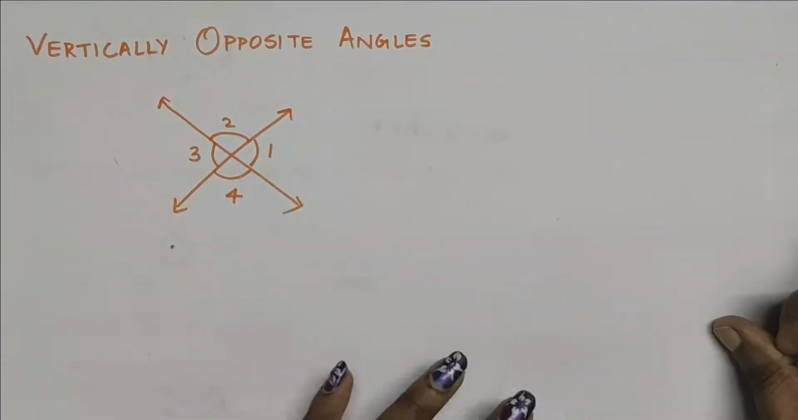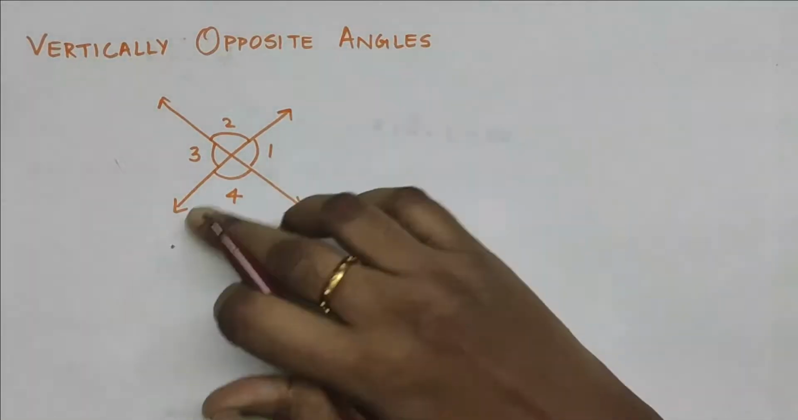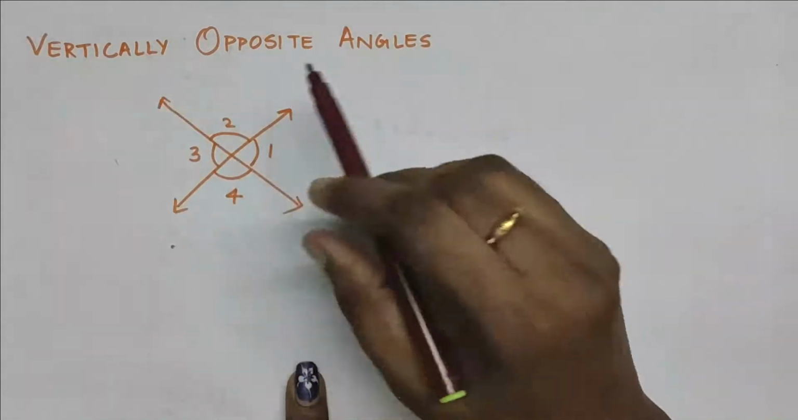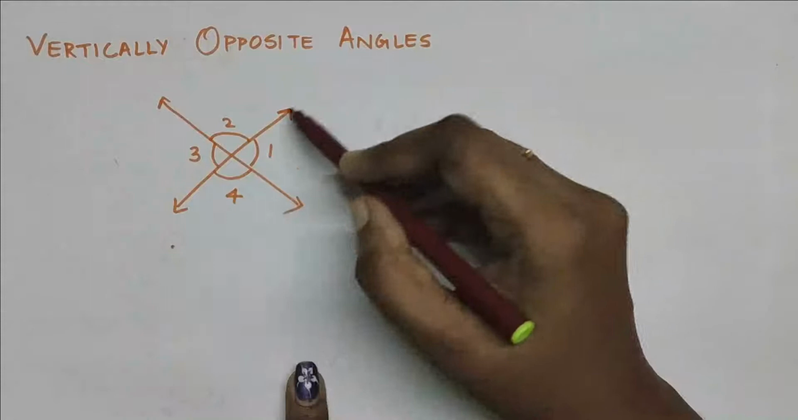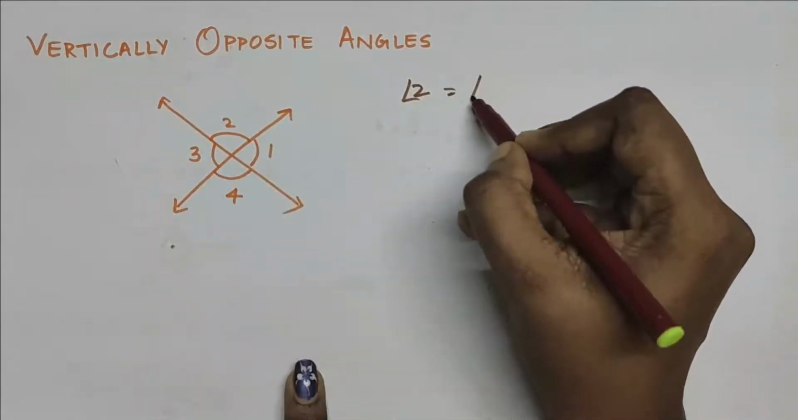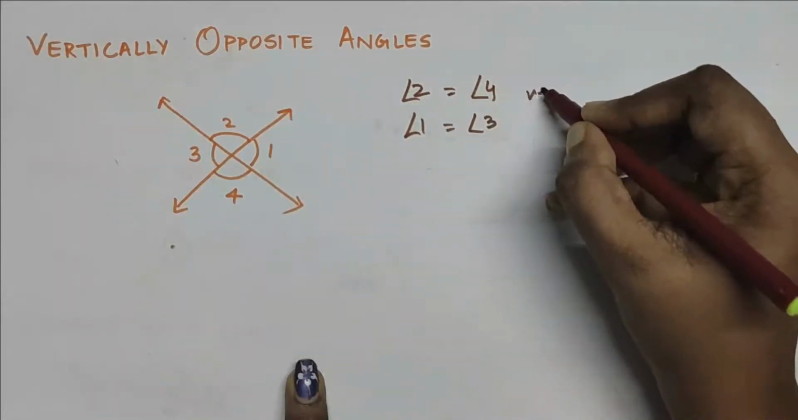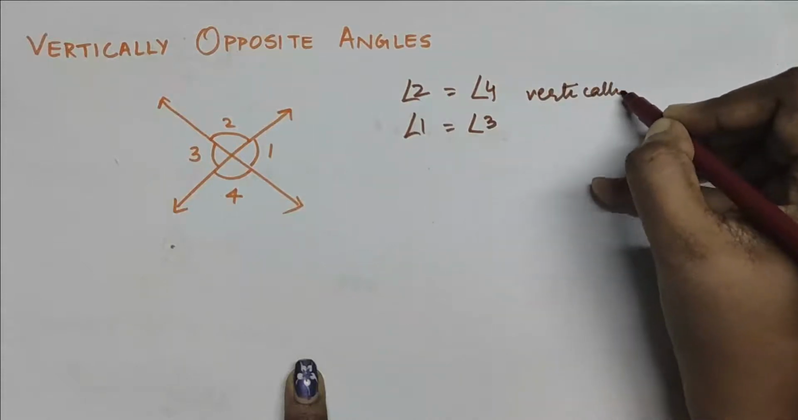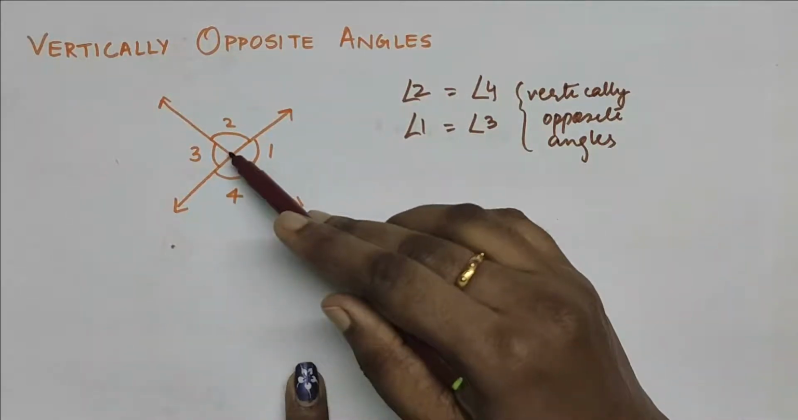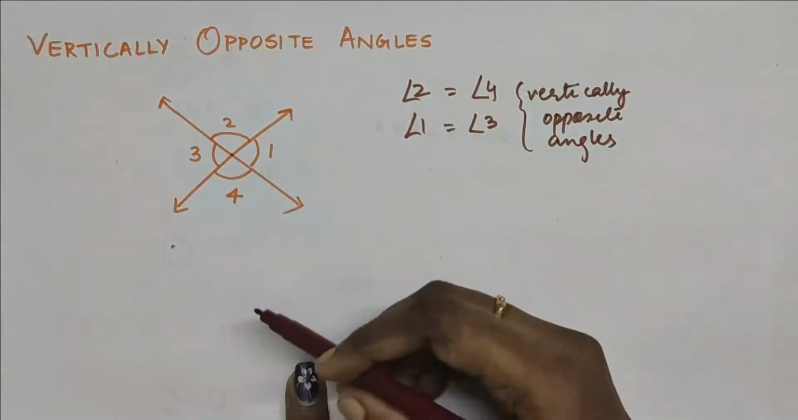Moving on to the next concept, that is vertically opposite angles. We can say that when two lines are crossing each other or intersecting, they form vertically opposite angle pairs. So here you can see two lines have crossed each other, and angle 2 will be equal to angle 4 and angle 1 will be equal to angle 3, and they are the vertically opposite angles. They are called vertically opposite angles because they have the same vertex. If you see, they all have the same vertex and they are opposite to each other. So, vertically opposite angles.